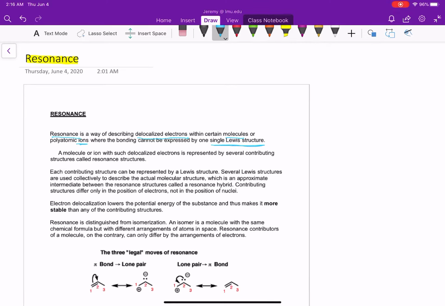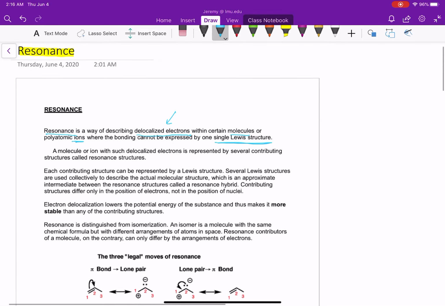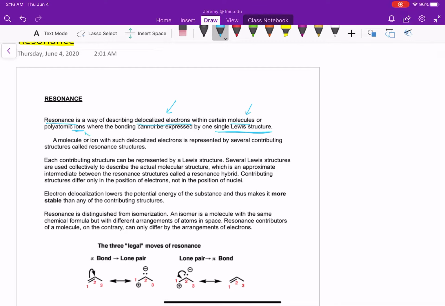What that means is when we talk about delocalized electrons, we're talking about electrons that are not shared just between two atoms. They're delocalized. They're shared between more than two atoms. This situation can arise for molecules or ions. And what that means is one Lewis dot structure doesn't accurately represent where the electrons are. So we have to draw multiple Lewis structures, and those are called resonance structures.